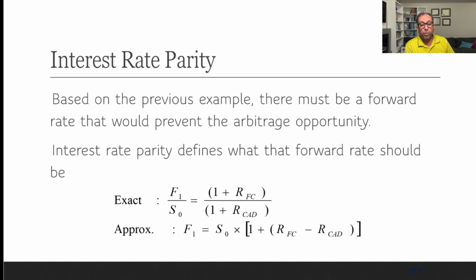So interest rate parity, as I mentioned based on the previous example, says there must be a forward rate that would prevent the arbitrage opportunity. So interest rate parity defines what the forward rate should be. This is the exact formula that we can calculate. Approximately, the forward exchange rate is the spot exchange rate times 1 plus the foreign country interest rate minus the Canadian interest rate. That's what we are saying here.